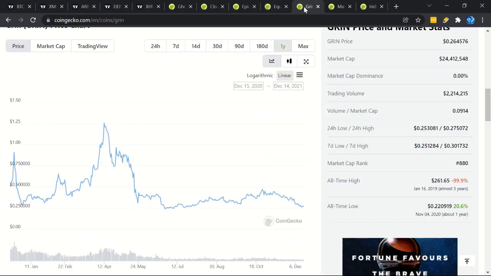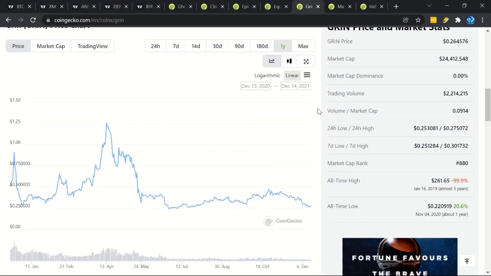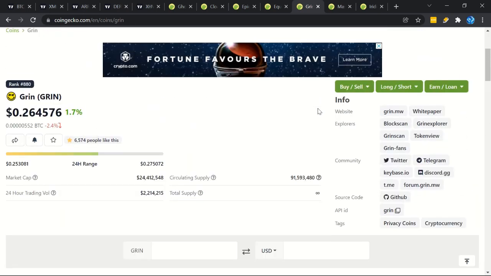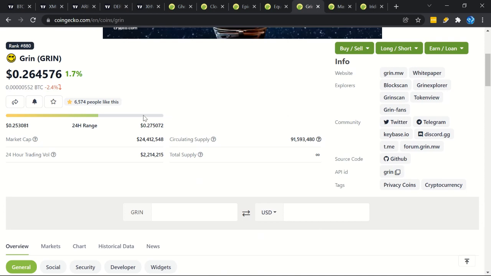My one thought about Epic Cash, I believe it's using this Mimblewimble technology. I'll have to do a little more research, but Grin also uses this. So the market cap of Grin was way higher, and now it's actually lower than Epic Cash.